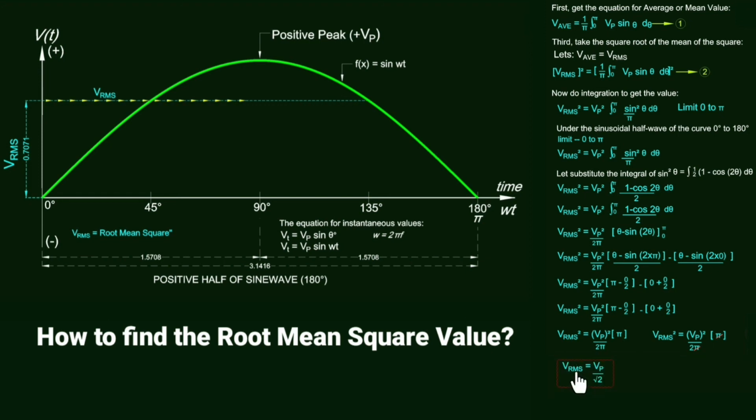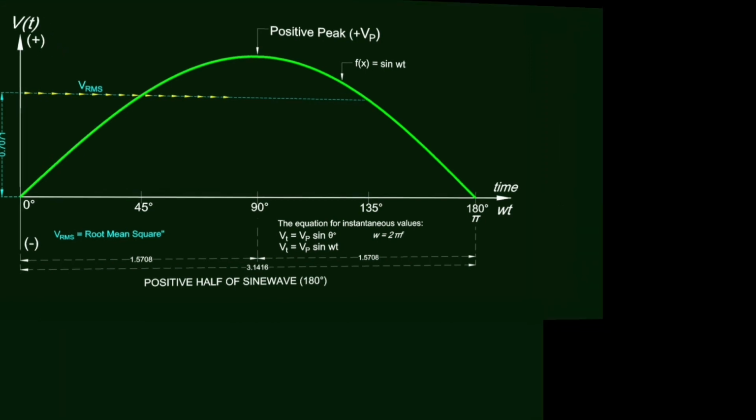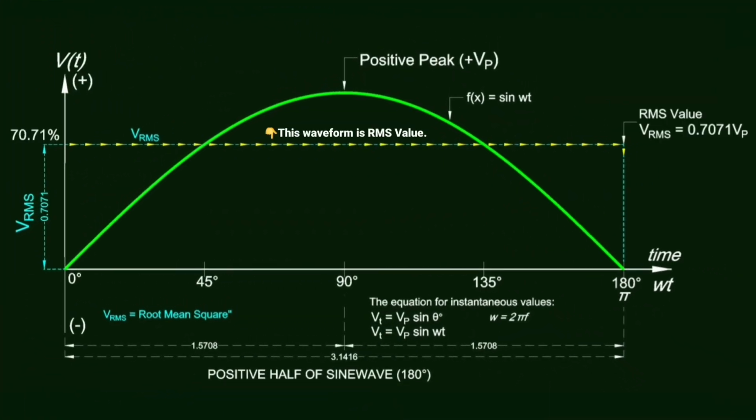VRMS value is equal to peak voltage divided by square root of 2. The final result is 0.7071 times the peak voltage. Now, you know how to find the RMS value.